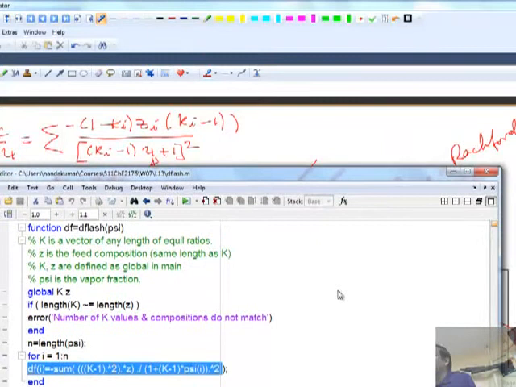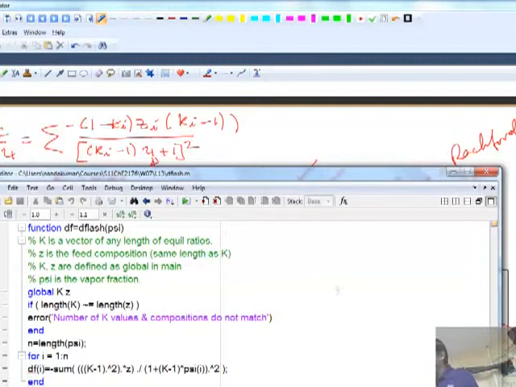Okay, so I have a summation, and then I have (k minus 1) squared, 1 minus (k minus 1). What I did is I flipped the sign of one of them and wrote both of them as k minus 1. So I have k minus 1 with dot exponent, which says do term by term exponentiation, and then a dot divide. In the denominator, I have 1 plus (k minus 1) times psi, again dot square, because there's a square there.